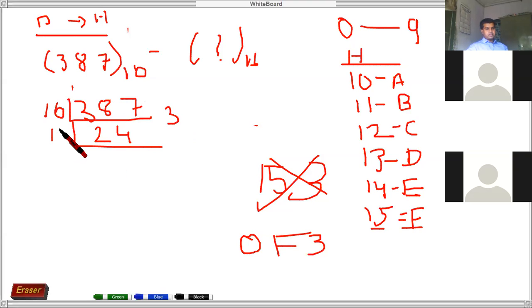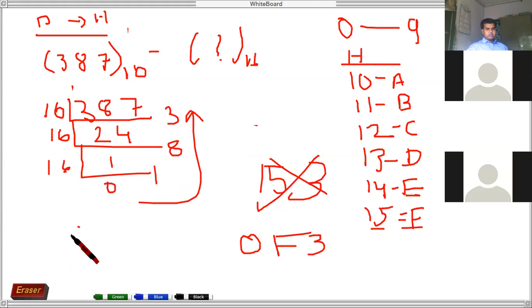Okay, then you have 16. 16 ones are 16. Your remainder is 8. Okay, 1 is smaller than 16, so 16 zeros are 0. Remainder is 1. Arrange the number from bottom to up. It becomes 0, 1, 8, 3. This is your hexadecimal number.